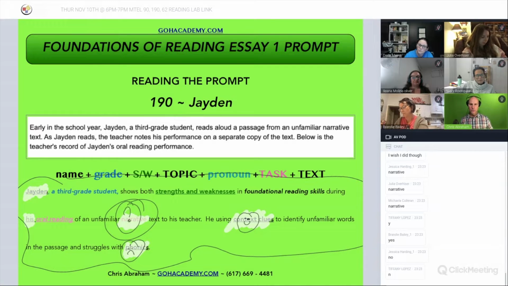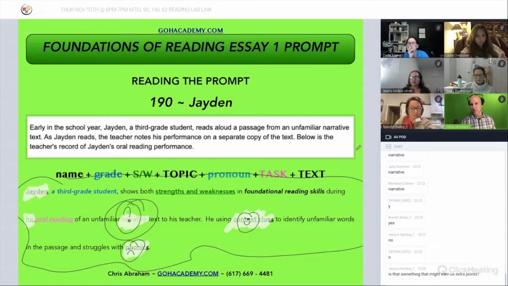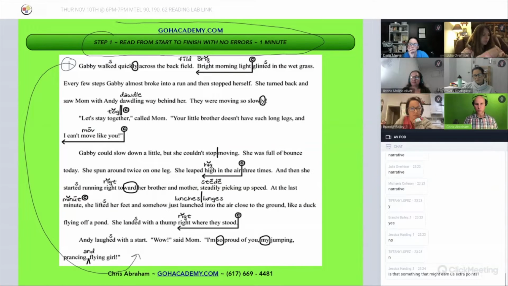Sometimes they give you the author. Recently, I've noticed that they've sort of stripped out the author, but if they give you the author in the story, you can put it in your essay. It looks something like this. Jayden, the third grade student, shows both strengths and areas of need in foundations of reading skills during his oral reading of the unfamiliar narrative text, blah, blah, blah, by this author. But sometimes, recently, they've been stripping them out. This one, they actually don't include an author or a title of the book. So you just call this a narrative text.